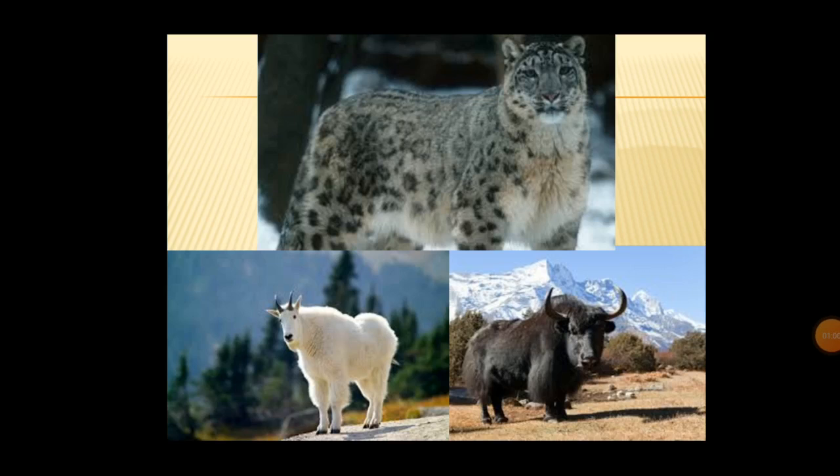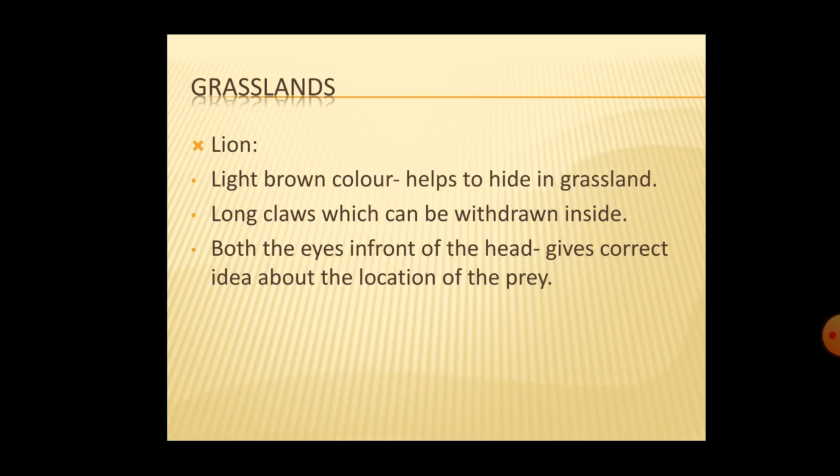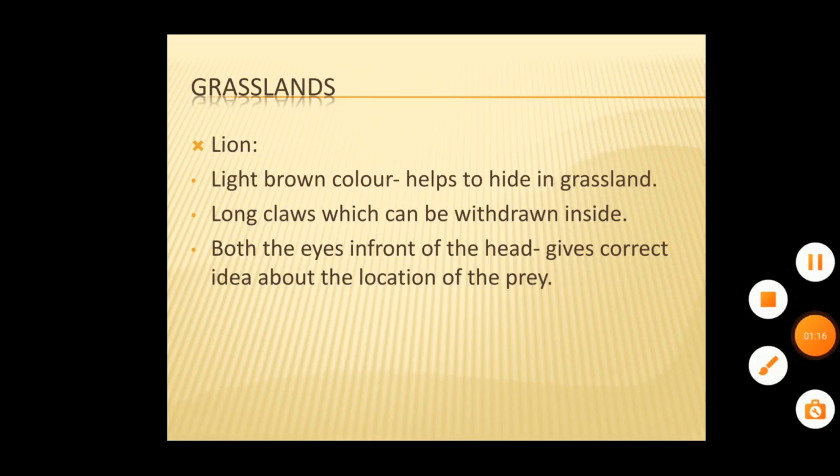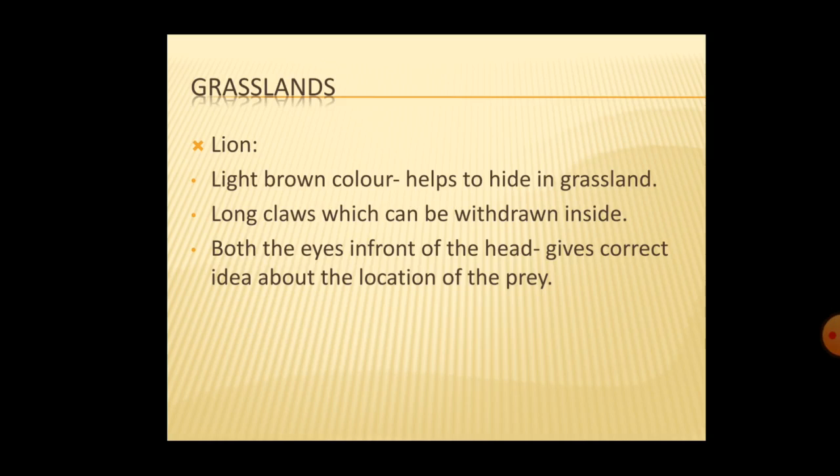The first photo is of the snow leopard, the second is of mountain goat, and the third is of the yak. Now, when we talk about grasslands, we imagine there are green grasses present everywhere, but that is incorrect. Here, when we talk about grasslands, it means there are grasses which are long and a bit brown in color. So, the animals found here usually hide in these grasses.